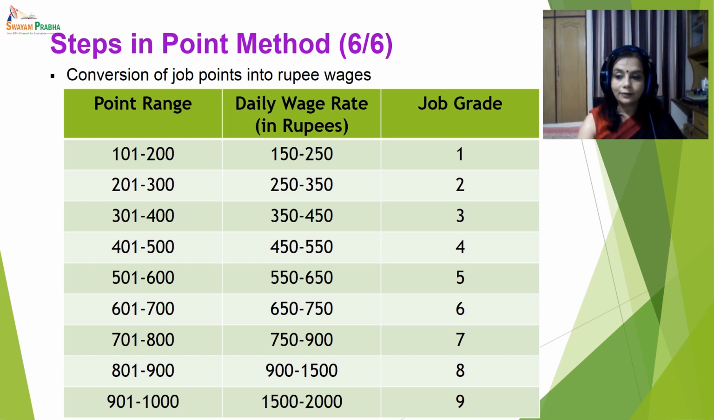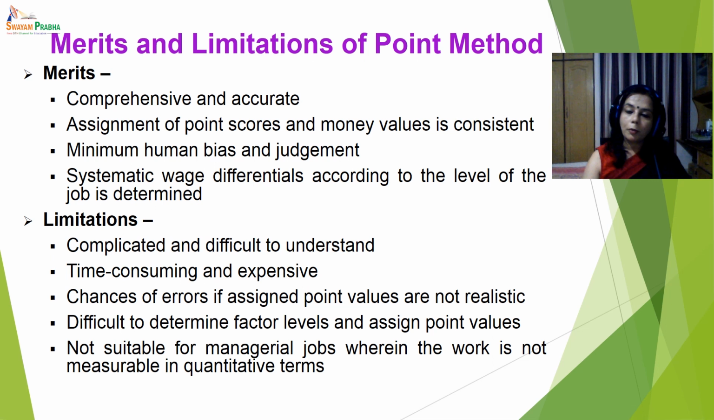Now the merits and limitations of the point method. Merits: it is comprehensive and accurate. You have seen how accurately they try to measure the worth of the job, and it is a comprehensive process with so many steps to quantify the factors, sub factors, and finally arrive at the worth of the job. Assignment of point scores and money values is consistent. Minimal human bias and judgment is there. Systematic wage differentials according to the level of job are determined.